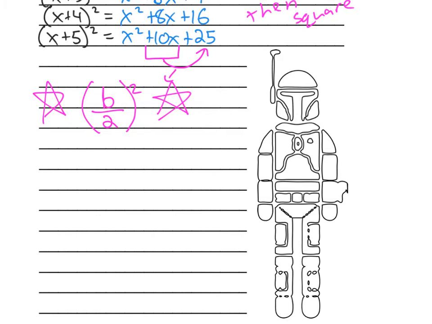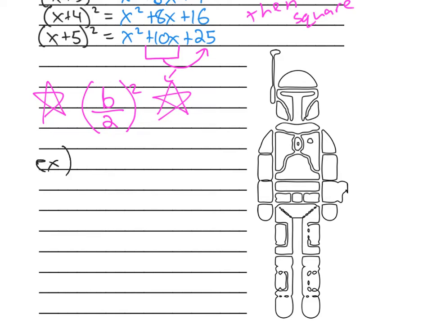This is what we're going to use to complete the square. So completing the square is going to help us build things that are perfect square trinomials. So we're going to take something that's not factorable and make it factorable by building a perfect square trinomial through this process. So we're going to practice that on a simple little expression here.